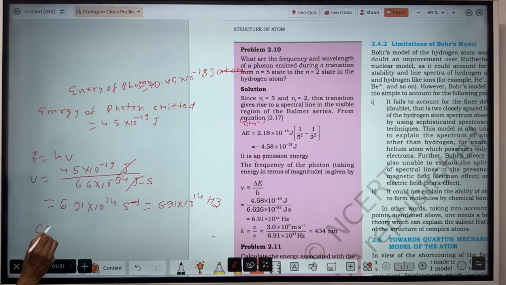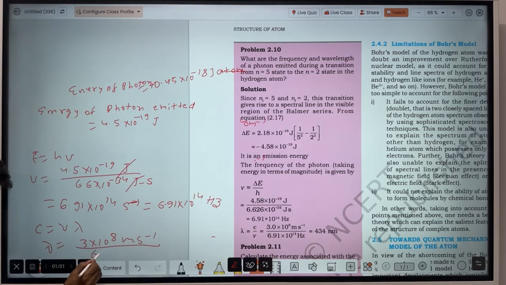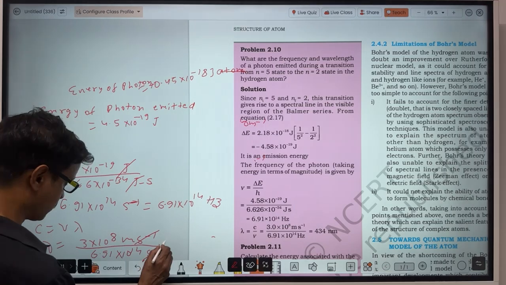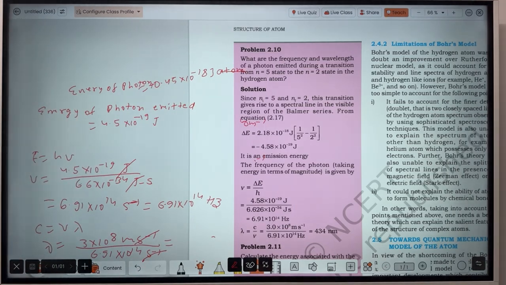Now you know c equals nu lambda. Nu you have calculated, so lambda will be 3 into 10 power 8 meter per second upon 6.91 into 10 power 14 second inverse. Second inverse cancels out, so meter is left. 3 divided by 6.91, and 10 power 14 goes to the other side, so 14 minus 8. First do 3 divided by 6.91.